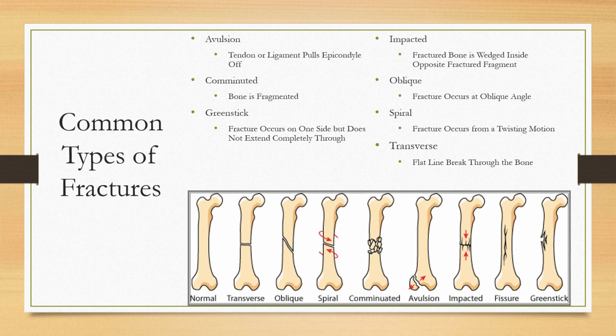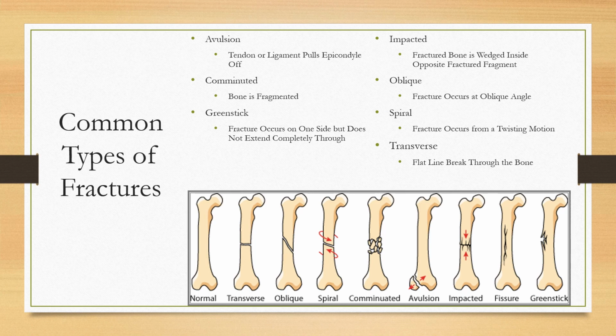A comminuted fracture means there's more than two fragments. There's a whole bunch of fragments. An avulsion fracture is where instead of the ligament tearing, it just took a piece of bone with it. An impacted fracture just means that the bone's been kind of squashed into itself due to a fracture.